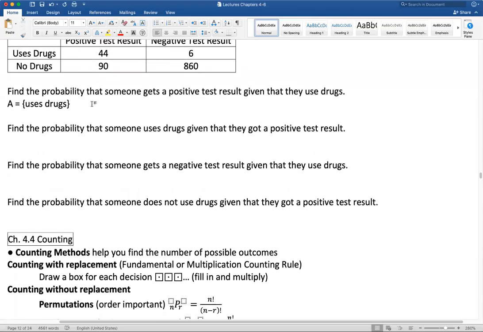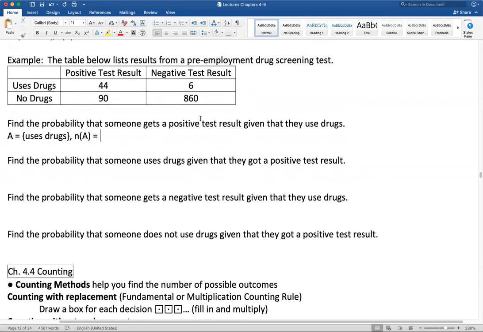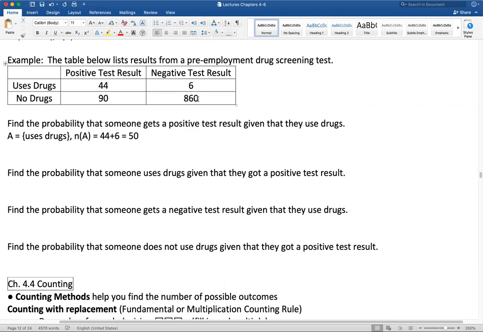Now let's see. The number of outcomes in event A is going to be how many people use drugs, which is 50, right? So 44 plus 6, which is 50. And then let's say event B is the set of all outcomes that get a positive test result, which is 44 plus 9. So, positive test result.